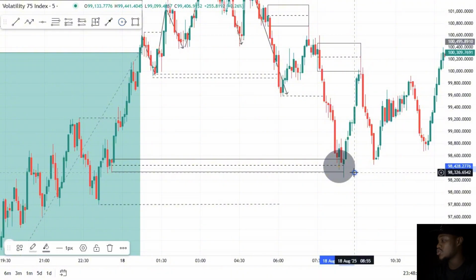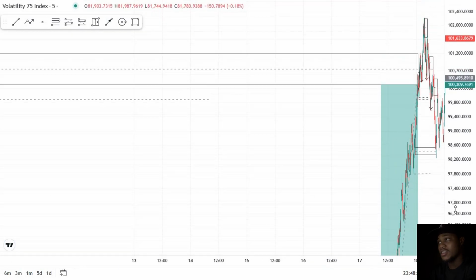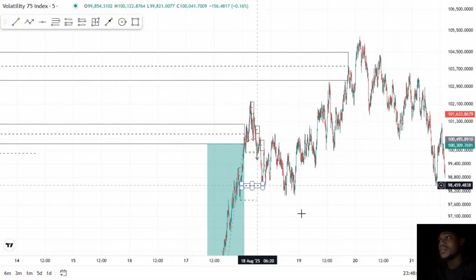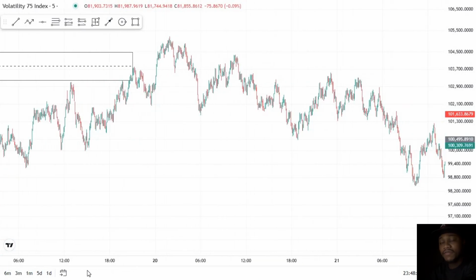But I was not actually looking for it. I've already marked the supplies above. Like I said in the previous video, I have the supplies above. If it reaches those supplies, I can sell from it. As you can see, it actually reached that supply. When it reached that supply, it was the last supply I have, so we have to sell from there. You don't actually have to sell.